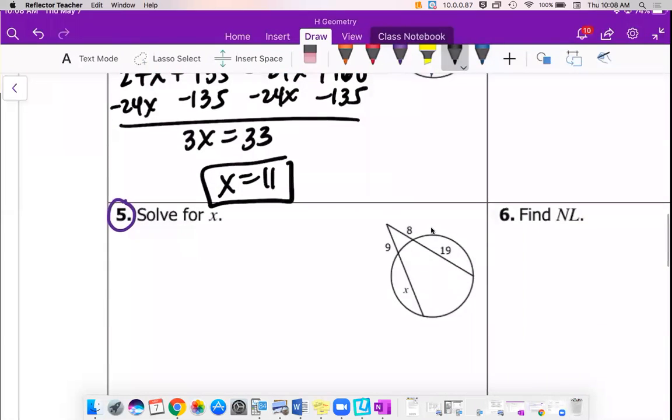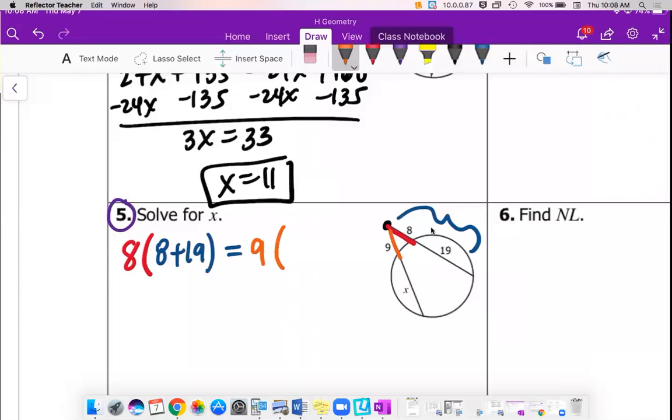Okay, so this one is two secants intersecting outside of the circle. So this is the formula where you have the outside part, so 8, times the entire segment together. So this is going to be 8 plus 19, is going to equal the small segment, so 9, times the big segment, which is just 9 plus x. Okay, and then you just have to do some algebra.